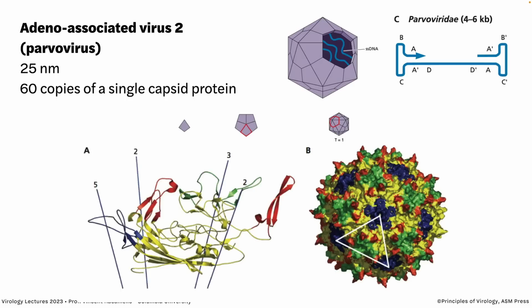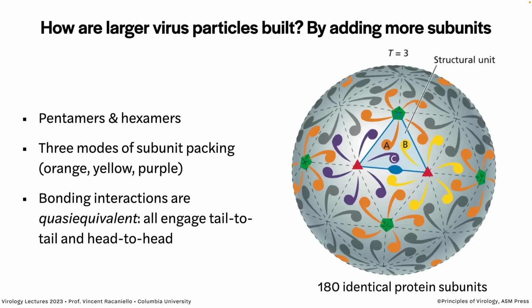Adeno-associated virus 2, it's a Parvovirus. It is 25 nanometers, pretty small, 60 copies of a single capsid protein. So that's what the particle looks like. And on the left is the single capsid protein, its structure shown here. And these are packed, 60 copies of that is packed here to make the capsid, which contains a single-stranded DNA genome. So this is a very simple animal virus, which as you will see, we use extensively for gene therapy applications.